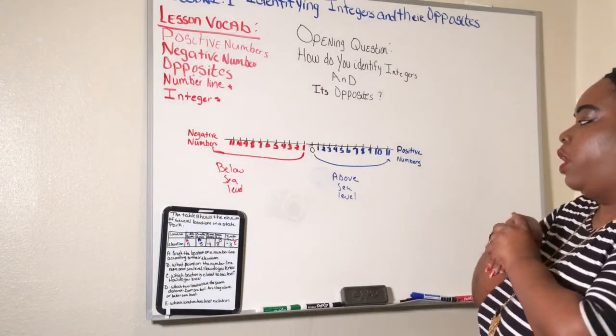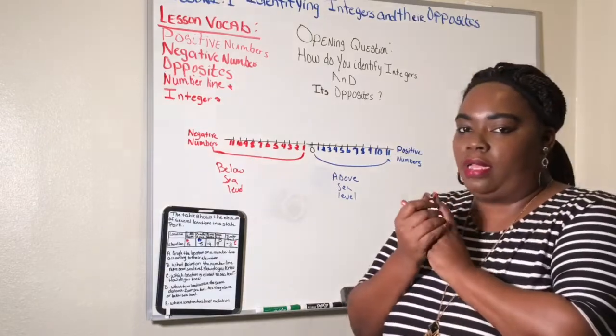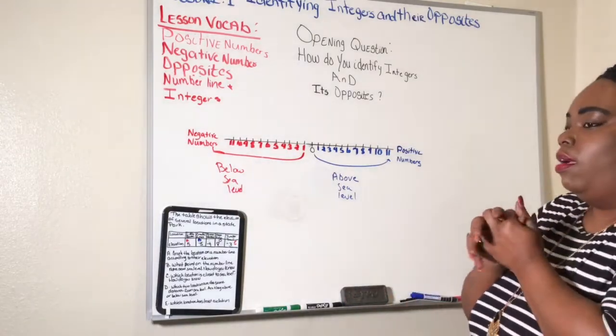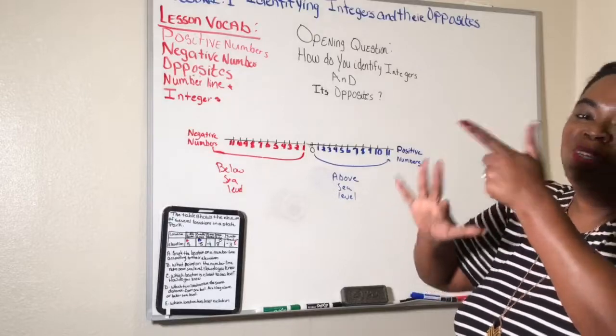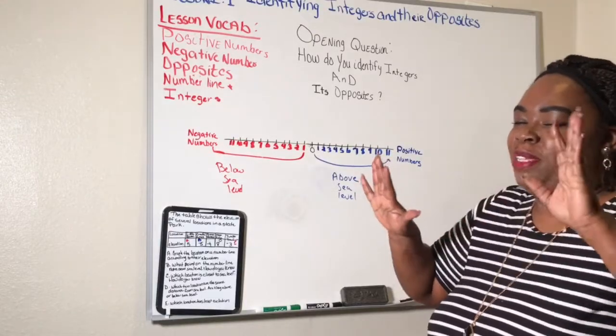What would be the first number that we would plot on our number line? I was waiting for a response. I'm so used to being in front of the classroom. But, okay.